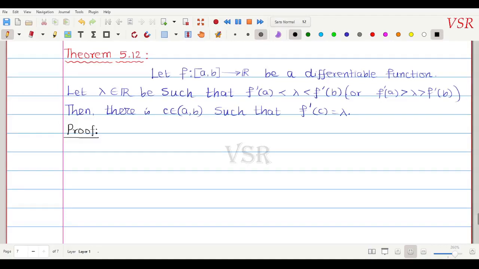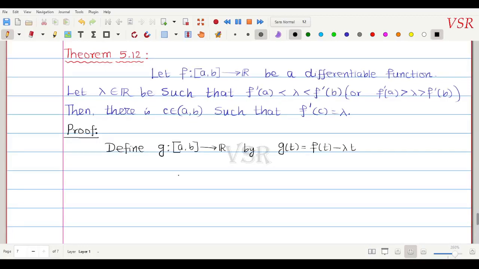Let us define g, a function from the closed interval [a, b] to R, given by g of t equal to f of t minus lambda times t. We define g of t equal to f of t minus lambda times t.